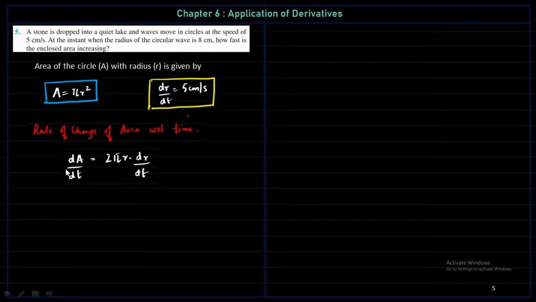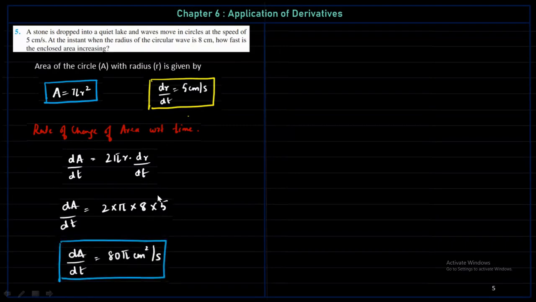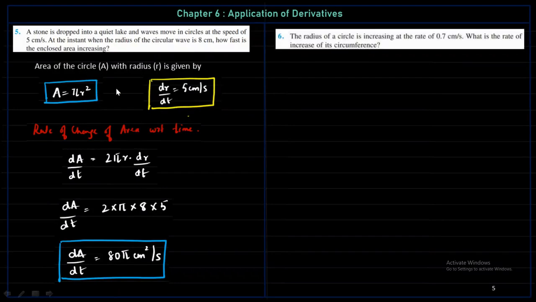So dA over dt is going to be equal to 2 multiplied by pi multiplied by r multiplied by dr over dt. You know the value of dr over dt. Plug in that value and take the value of r as 8. You will be having your answer. So it is going to be 2 multiplied by pi multiplied by 8 multiplied by 5. So it is going to be 80 pi centimeters squared per second. Okay. Similar questions will be given. Let me go to the next one. There are about, I guess, 15 questions.